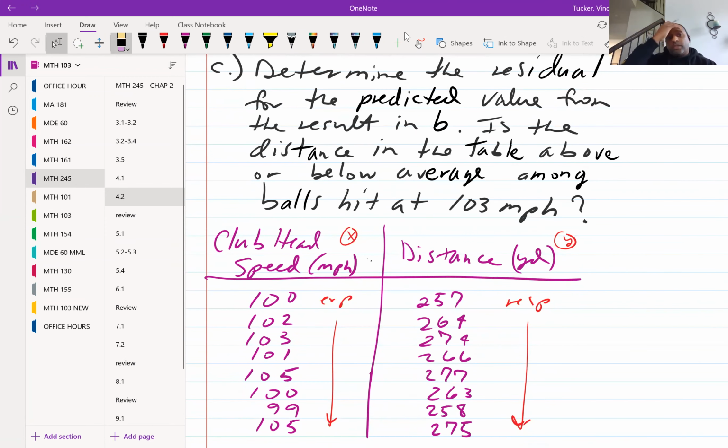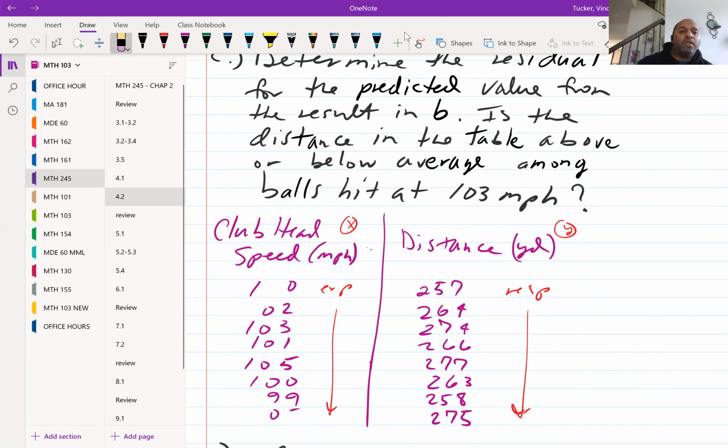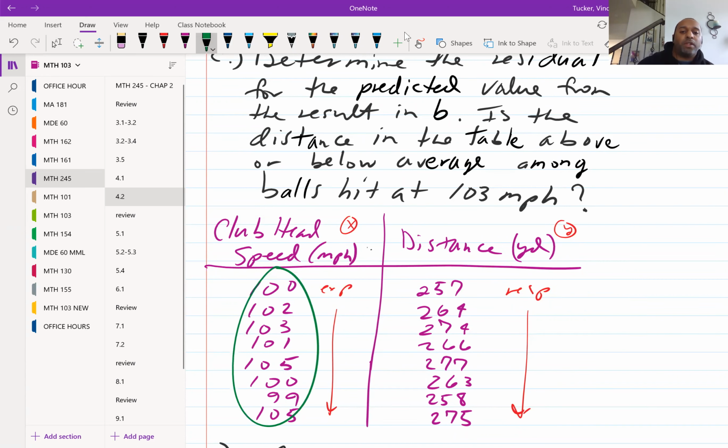All right. So here is our set of data, our set of observations. We have the club head speed in miles per hour and the distance in yards. You see the first observation is when he swung it at 100 miles per hour, the ball traveled 257 yards. Next one, swung it at 102 miles per hour, the ball traveled 264 yards, and so on. So all of these are your explanatory variables, and these are your response variables.